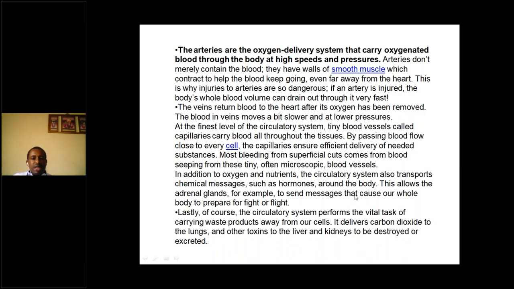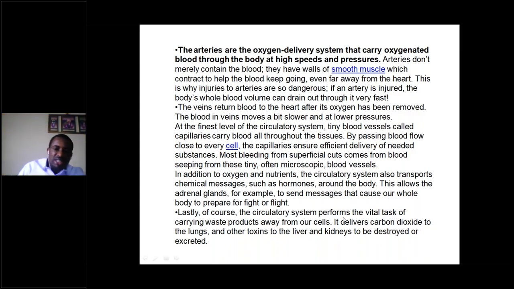Then again, in addition to the oxygen and nutrients, take note, this is very important: the circulatory system also transports chemical messages. I mentioned before, lymph and hormones are carried around. So it allows the adrenal glands, for example, to send messages that cause the body to prepare for fight or flight. The adrenal gland produces hormones that prepare you for fighting or for flying, running away. All these things are also carried by the circulatory system.